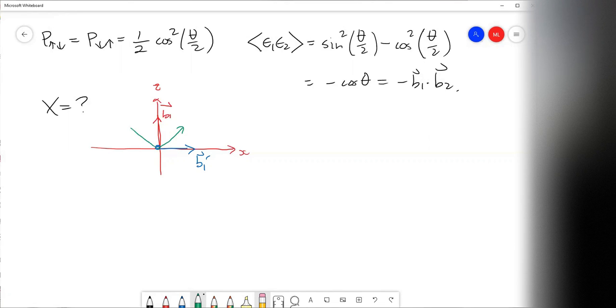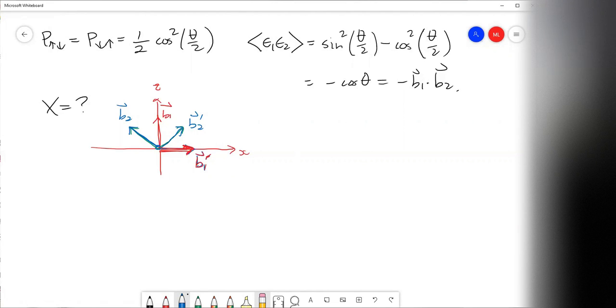So maybe I should make these blue, I guess, for the second person. And these guys, I guess, can stay red. But you get the idea, right? It's these two directions and then these two for the other guy. This is B2 prime and this is B2. Okay.